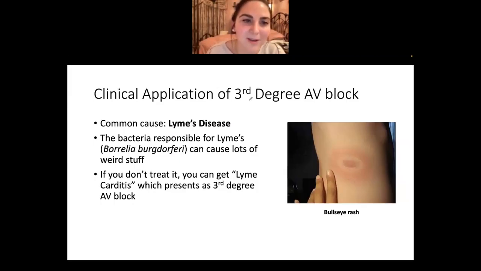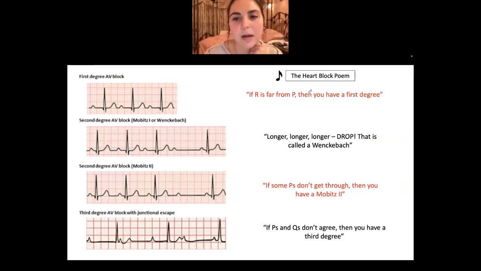Since you guys need to know micro this year, Lyme's disease, the bacteria is Borrelia burgdorferi, and it's a spirochete bacteria. It causes a lot of weird stuff. We know that a lot of the spirochetes cause weird stuff, but one of the things that it can do is cause third degree heart block. If you just kind of let it go, you have the bullseye rash, and if you let it go, you can get heart block from it.